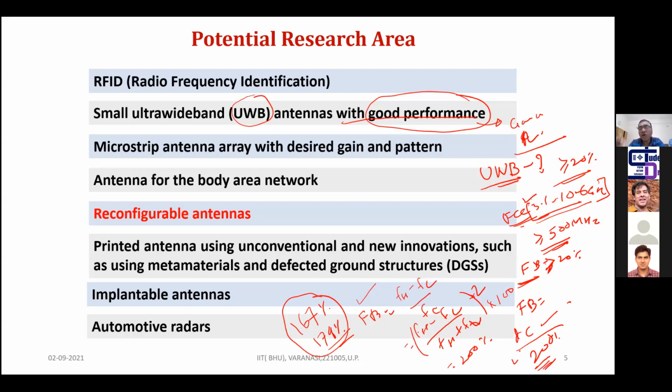So what does good performance mean? For UWB, the FCC has given the frequency band we can use, 3.1 to 10.6 gigahertz. This is an unlicensed band. So what is happening within this band? There is a certain spectrum of the transmitted signal. That is called EIRP.